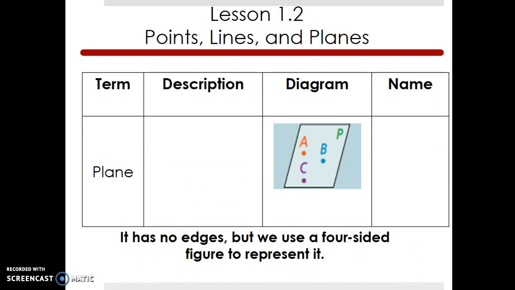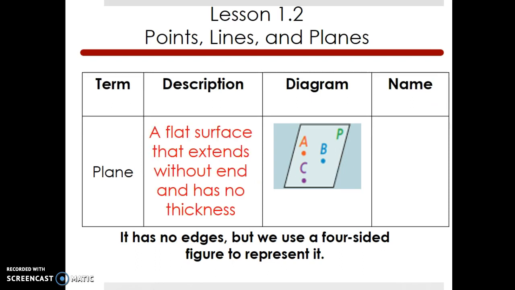The third word is a plane. A plane is a flat surface that extends without ends and has no thickness. So this is a plane. You usually use a four-sided figure to represent it. The way you label a plane is you use 3 points, so A, B, C, or a capital letter that's labeling the plane, which does not have a dot.